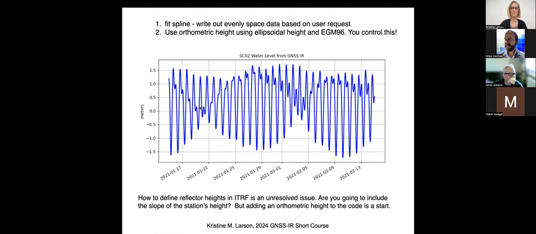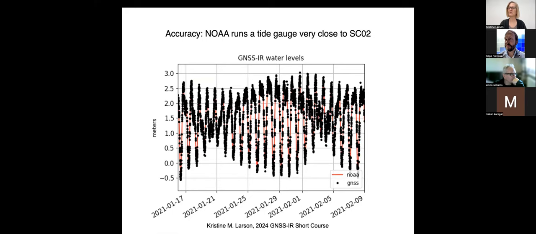I've got two more slides. Somebody yesterday asked about accuracy. I've only talked about precision thus far. I haven't done the final tie to the local tide gauge, but precision as determined by comparisons with splines is an attempt to determine precision, but a better precision is comparison to another tide gauge, and NOAA operates a tide gauge at SC02, and that's why people like it as a comparison site.